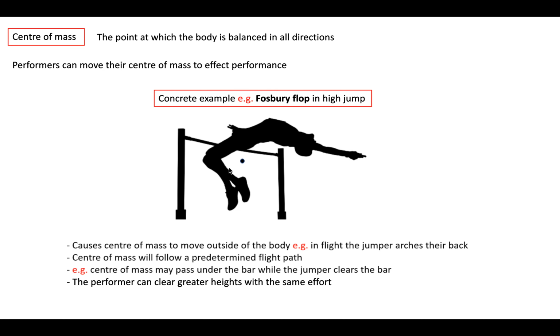So simply, how does changing our centre of mass outside of our body affect performance? Well, if we use a Fosbury flop as an example, it causes the centre of mass to move outside of the body, e.g. in flight the jumper arches their back. Centre of mass will follow a predetermined flight path. Centre of mass may pass under the bar while the jumper clears the bar. This means the performer can clear greater heights with the same effort. Simple as that with regards to centre of mass, in terms of a sporting example of how the centre of mass becoming outside of the body can affect performance.